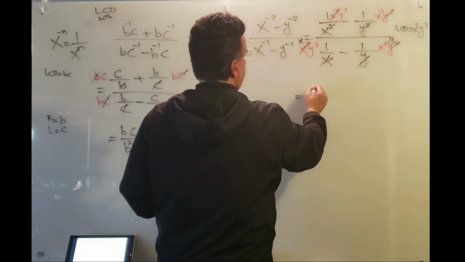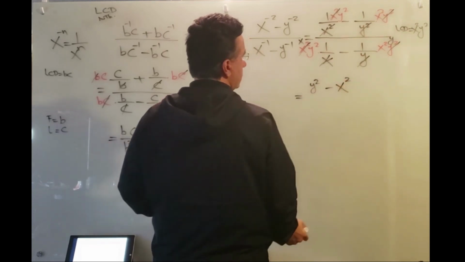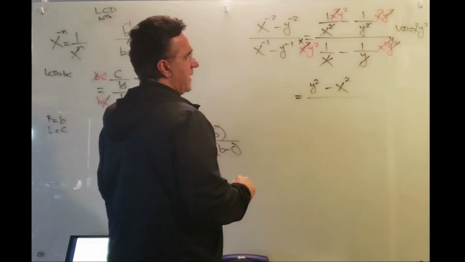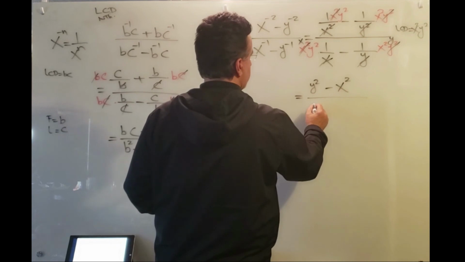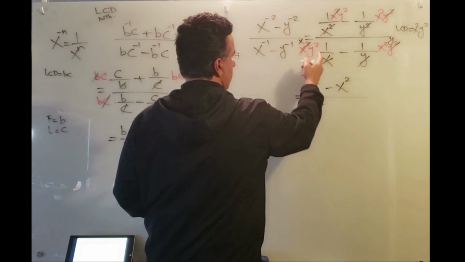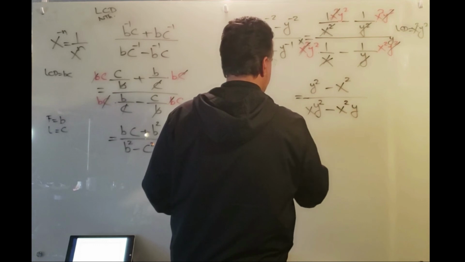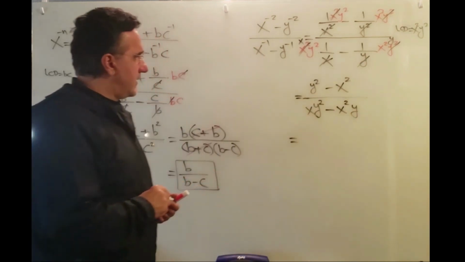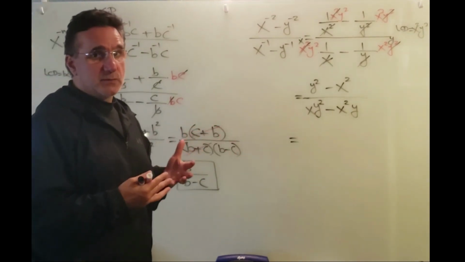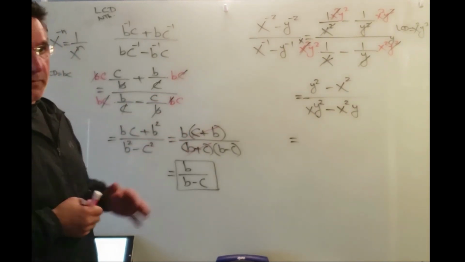So on the top, we have just y squared minus x squared. On the bottom, we have xy squared, don't forget the x by itself, minus x squared y. Again, we never want to stop too early. We don't want to force any factoring, but if there's one available, we need to do it to make sure that further simplification is not possible.